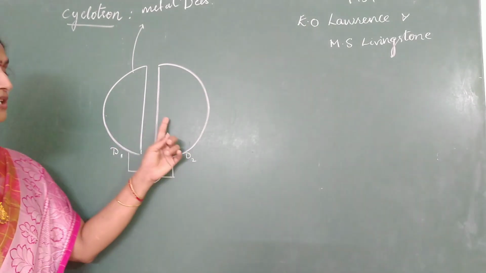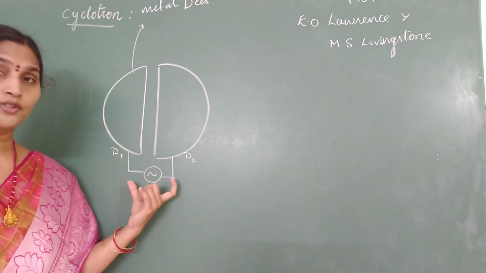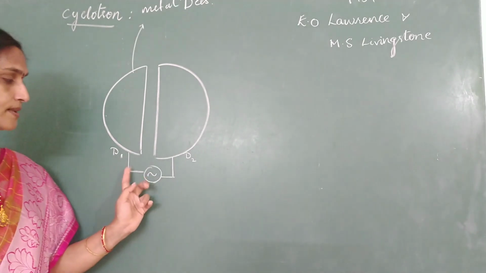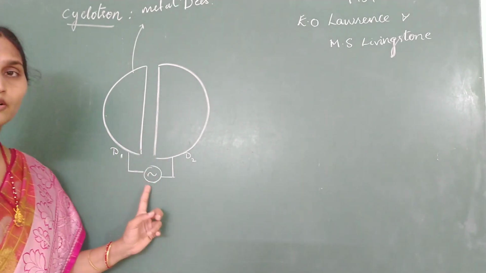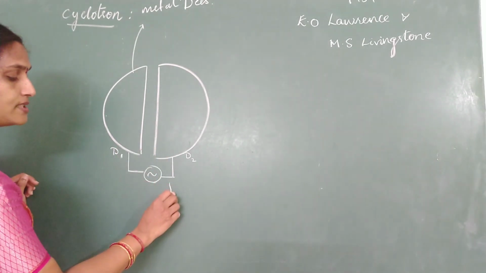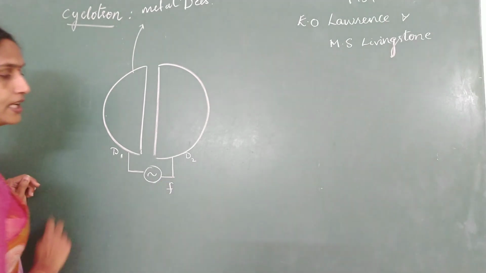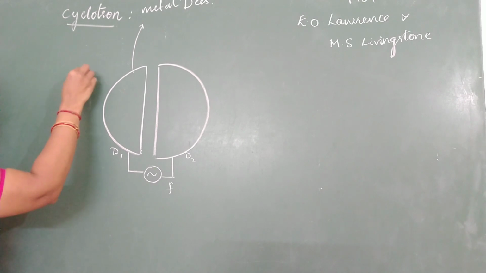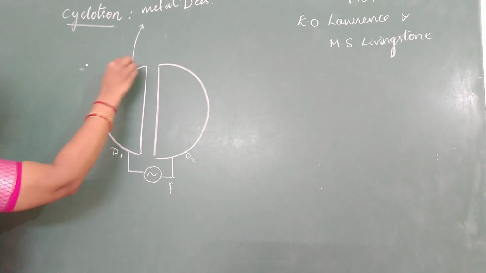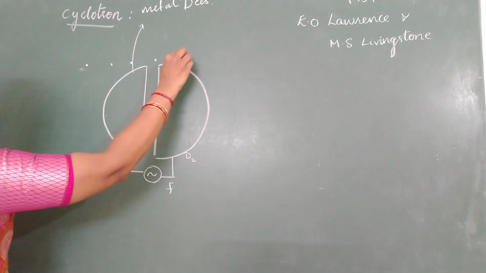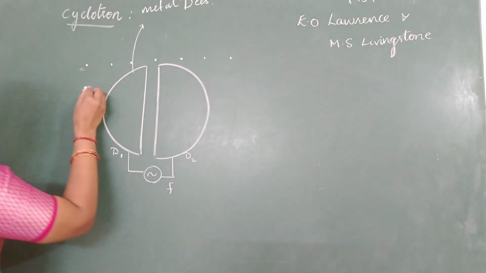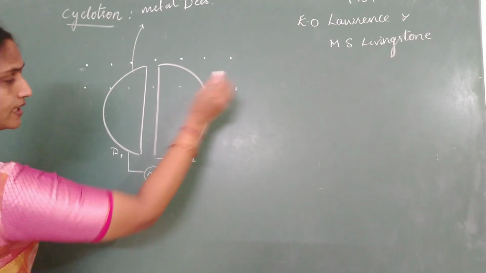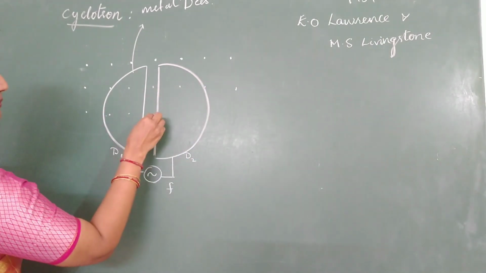If this is positive and negative for the time being, after half of the time period, it will reverse the terminals of these two Ds. So we are connecting the two Ds to an oscillator whose frequency I'll call F. Then perpendicular to these two Ds, we are going to apply one magnetic field. A uniform magnetic field is applied. Okay, we know dots indicate the magnetic field directed outside the plane of the paper.